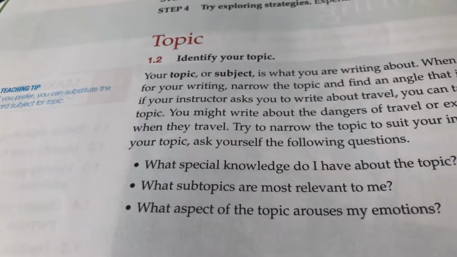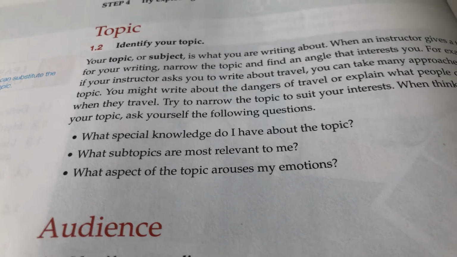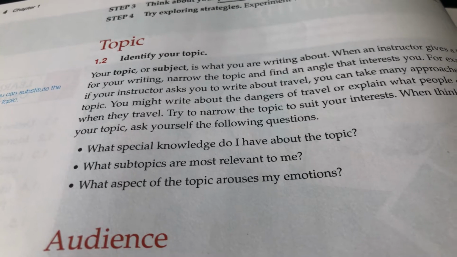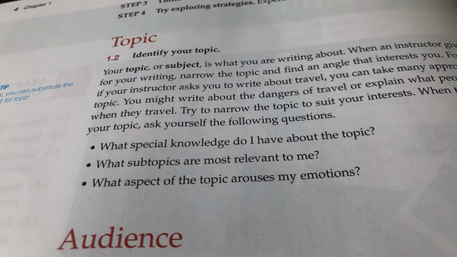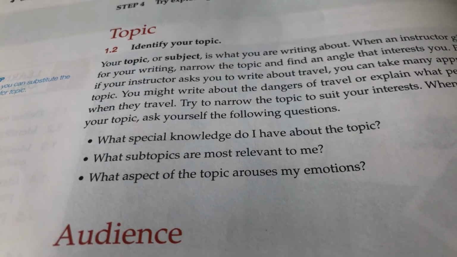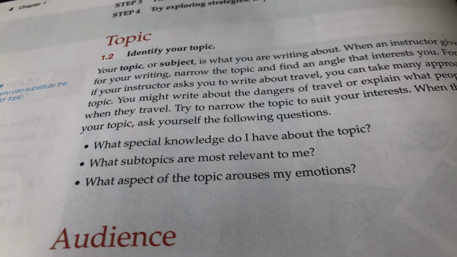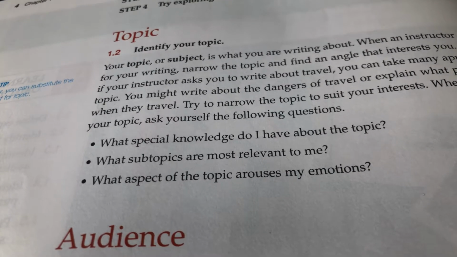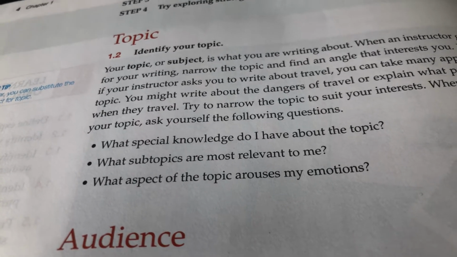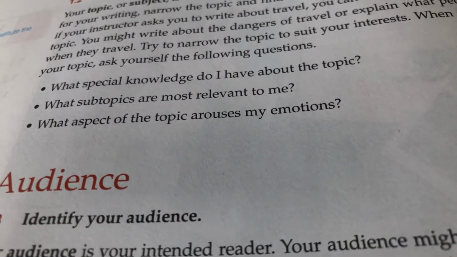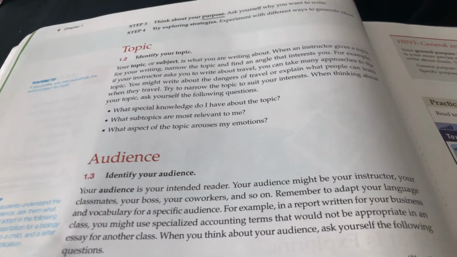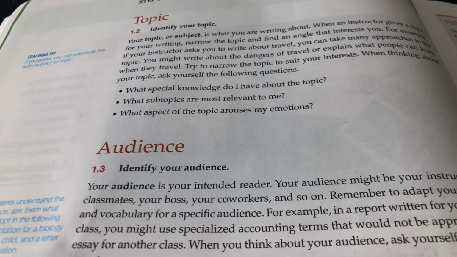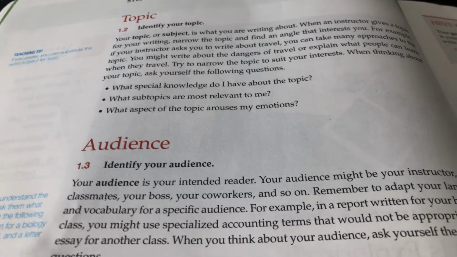Your topic, identify your topic. What special knowledge do I have about the topic? What subtopics are most relevant to me? What aspect of the topic arouses my emotions? All of us bring to our writing some prior knowledge. We all are, to a greater or lesser extent, experts on something. So use that when you write. And then you also need to think about your emotional response to topics, because that will be important in your controlling idea. Your main idea needs to be supported by a controlling idea, which is really your point of view or opinion on the topic as a writer.